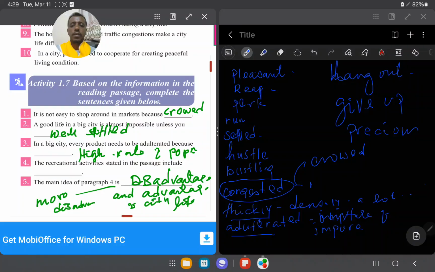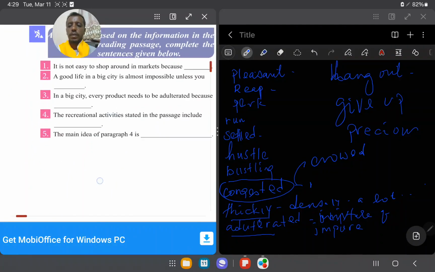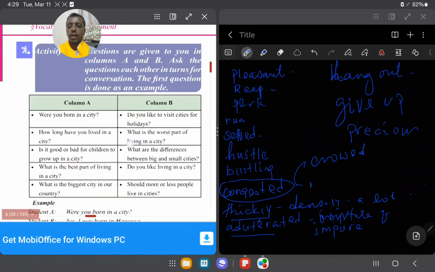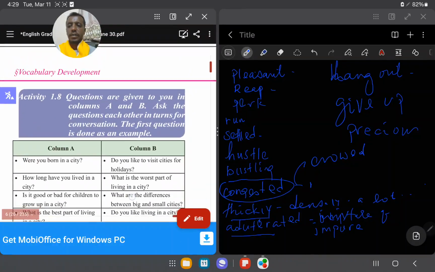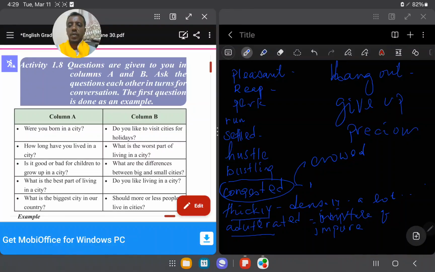Next we'll see the next one, vocabulary. Here is vocabulary development. Activity questions are given below in column A and column B. Ask each other in turns for conversation. The first question is given as an example.